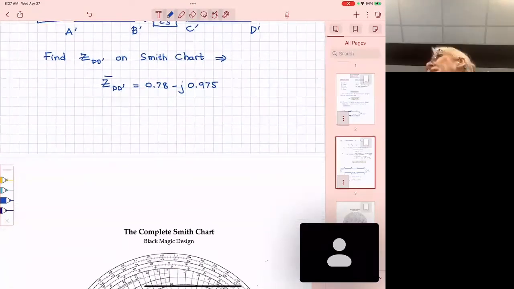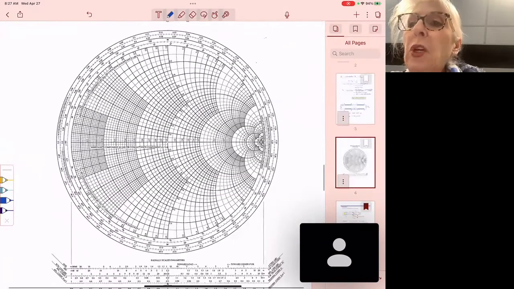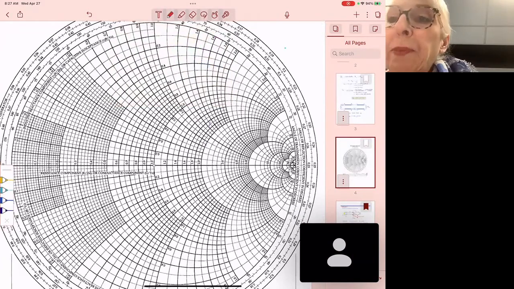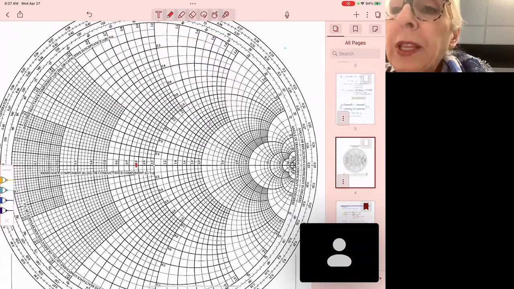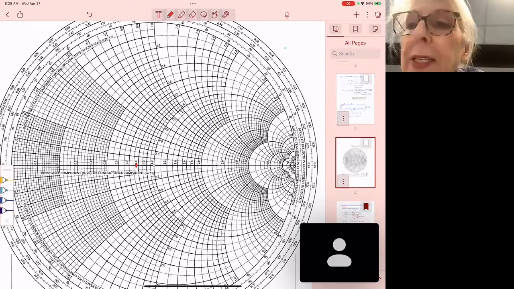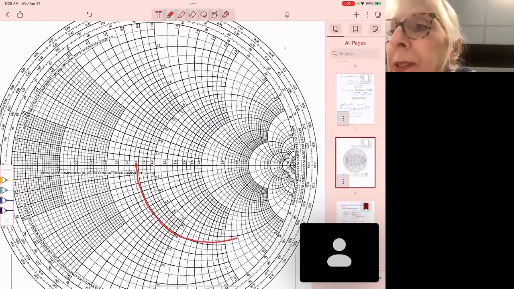The first is the real part. The real part is 0.78. How am I going to find 0.78? It is somewhere here. I go on the horizontal line and read where 0.78 is. It is right before 0.8, obviously. From there, I draw the constant resistance circle, and it is going to be something like this.